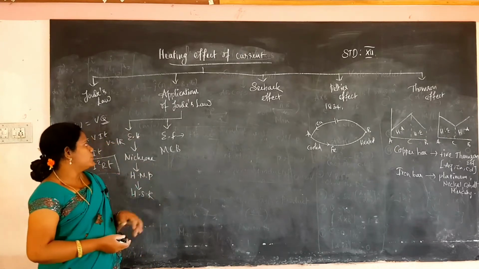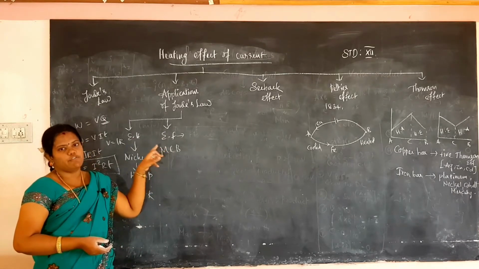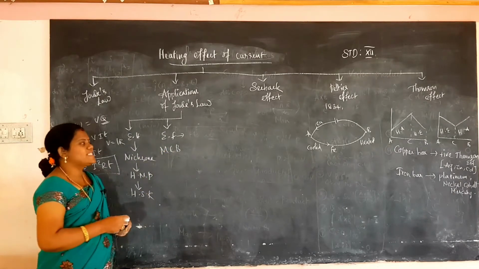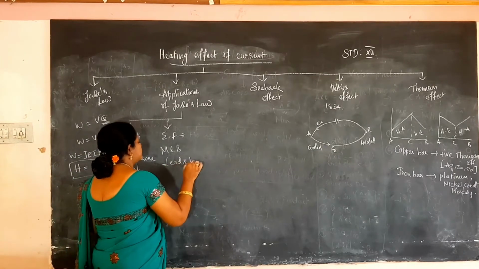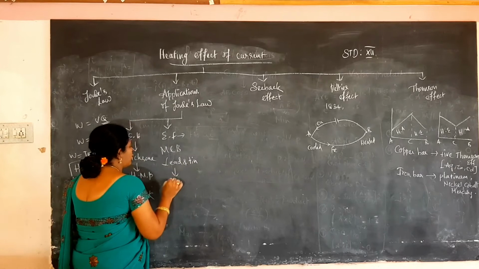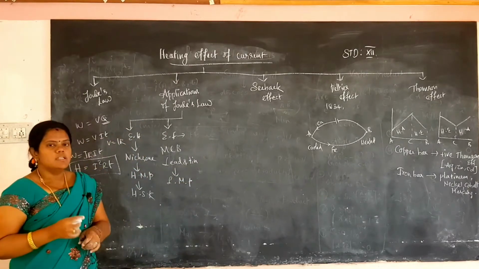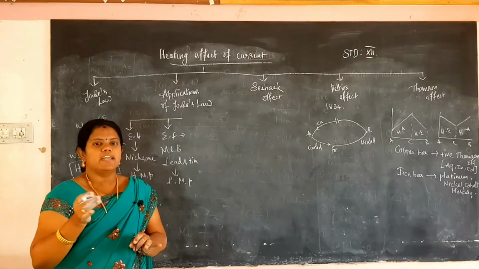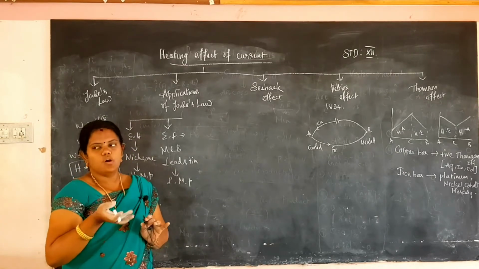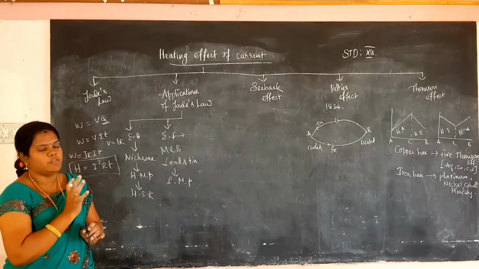So the fuse works on the heating effect of current. The electric fuse always has an alloy of lead and tin. It has a low melting point. Why? Low melting point means that when even a little excess heat is created, the wire will immediately break. So the discontinuity of the connection is made by using the fuse.